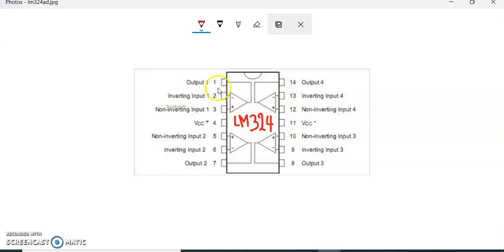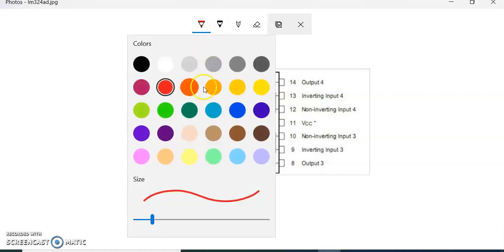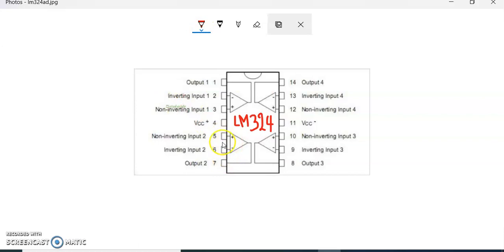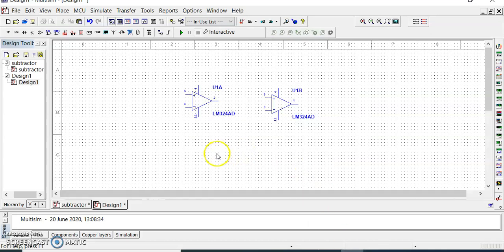In this first op amp, the input signals, the inverting and non-inverting input terminals, are 2 and 3. Okay, the output is 1. In case of the second op amp, the inverting input is the 6th terminal, the non-inverting input is the 5th terminal, and the output terminal is the 7th terminal. So let me come to our circuit.